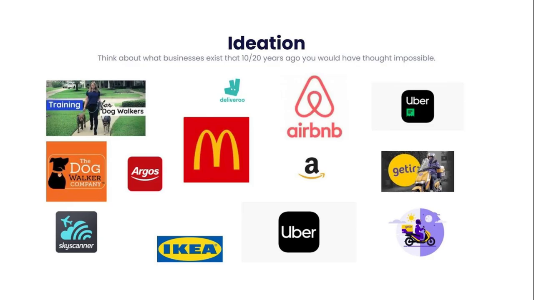Like the biggest accommodation supplier in the world is Airbnb. It doesn't have a single hotel. Uber doesn't own a car. And so on and so on and so on.